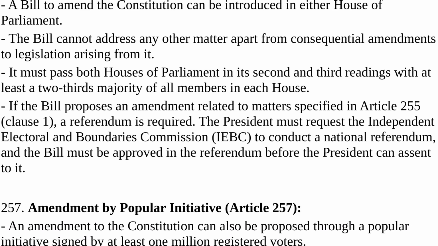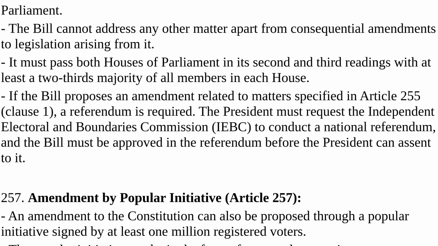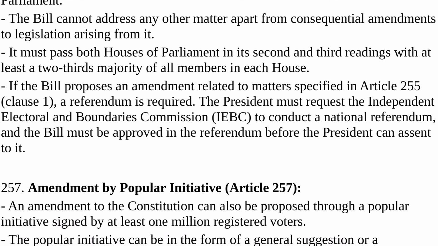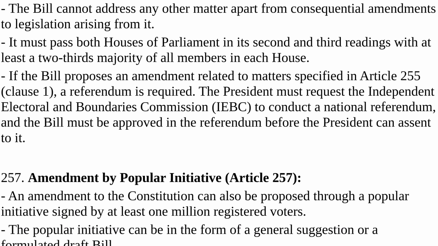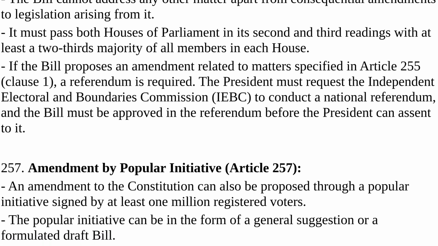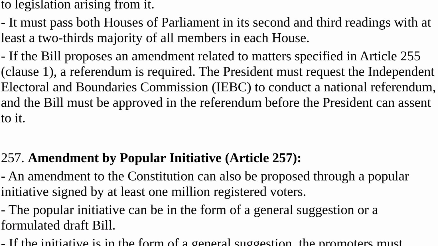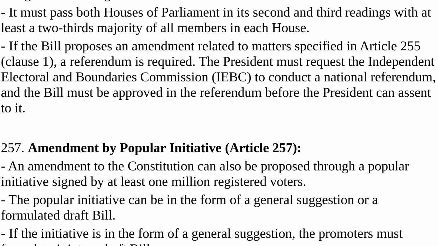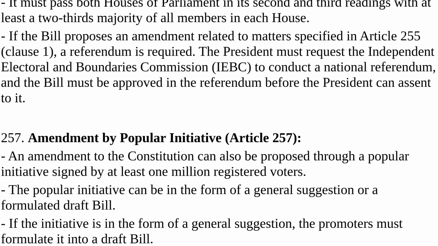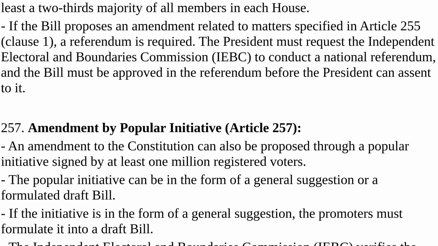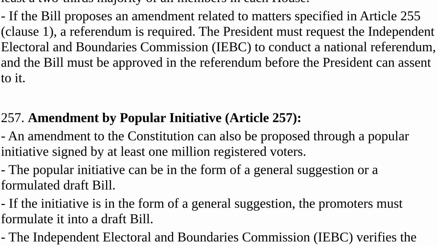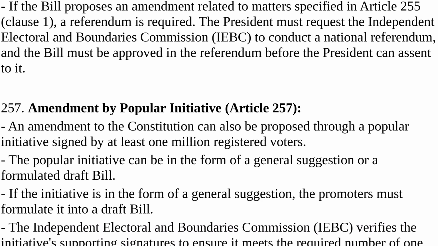If the bill proposes an amendment related to matters specified in Article 255 Clause 1, a referendum is required. The President must request the Independent Electoral and Boundaries Commission to conduct a national referendum, and the bill must be approved in the referendum before the President can assent to it.